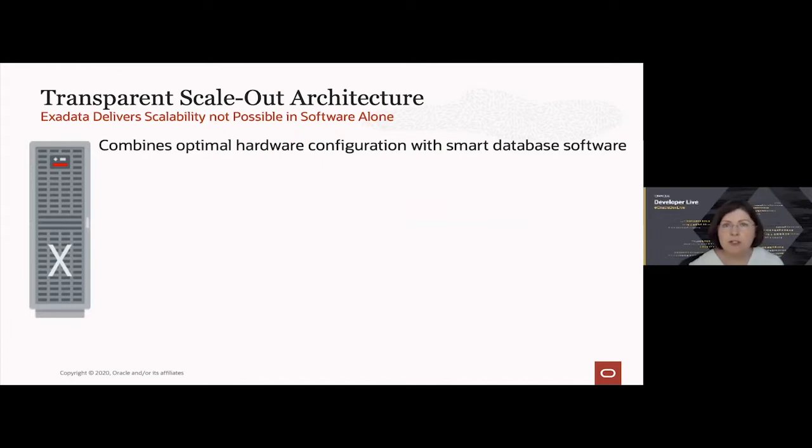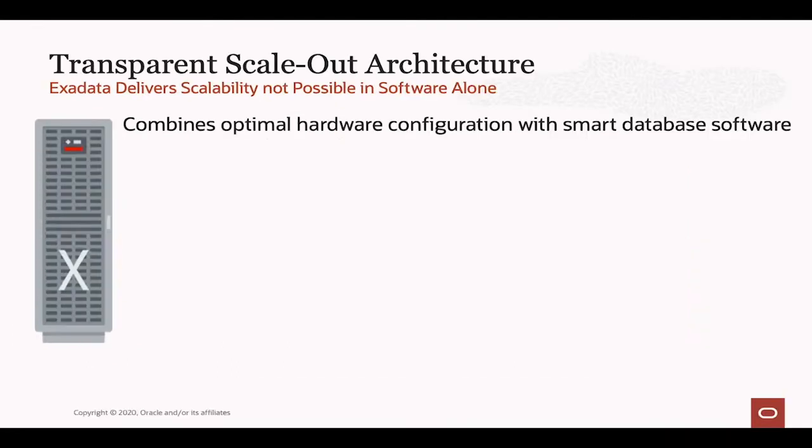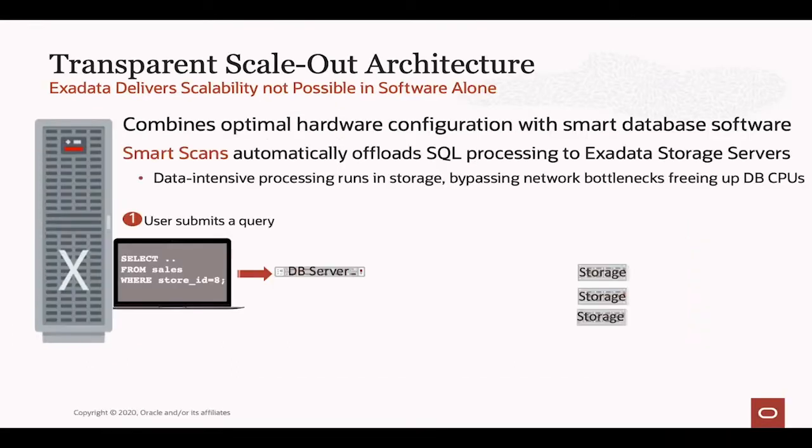Now, obviously, we could deploy that RAC cluster on any hardware. But with the Autonomous Database, we deploy it on our Exadata infrastructure because that is the optimal hardware configuration for the Oracle database. And it also has smart database storage. So we've got database software running on the storage servers in those Exadata racks that allow us to be able to offer this transparent scaling. So how does Smart Scan work?